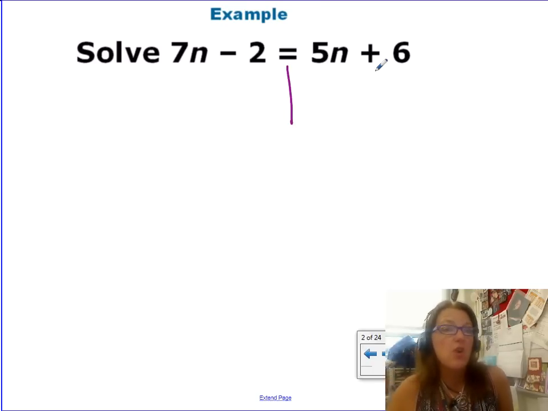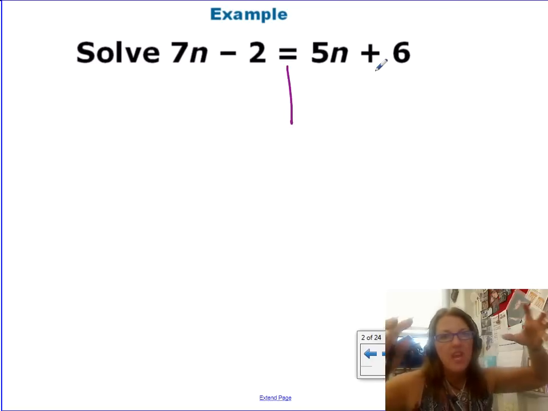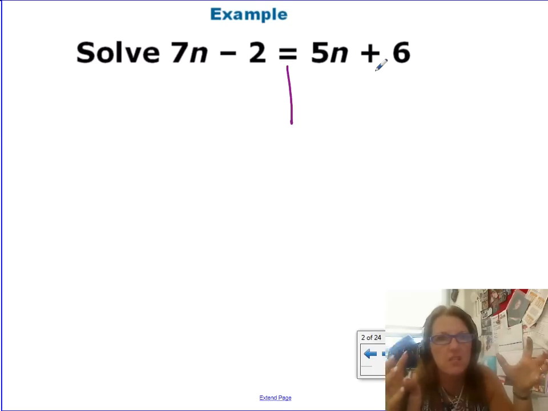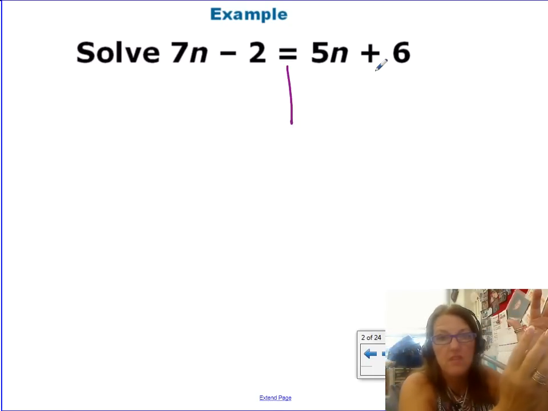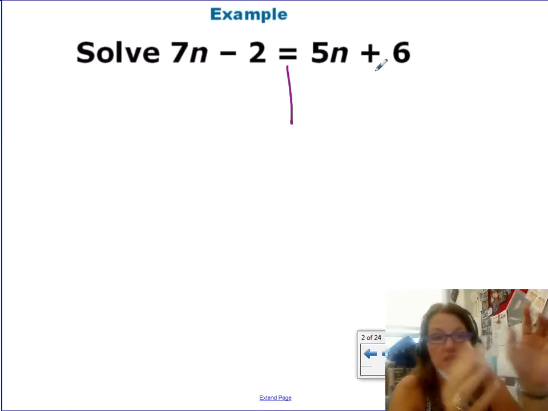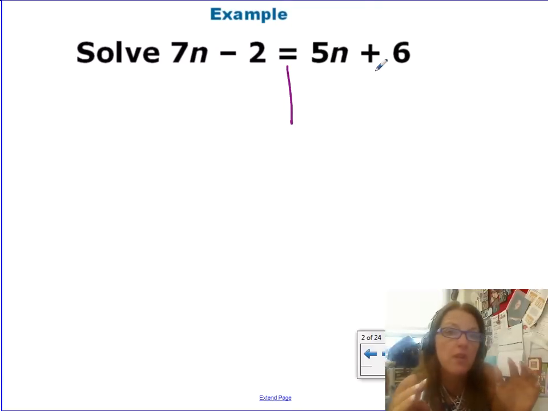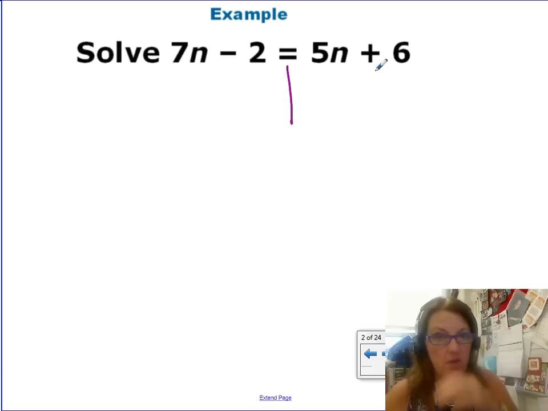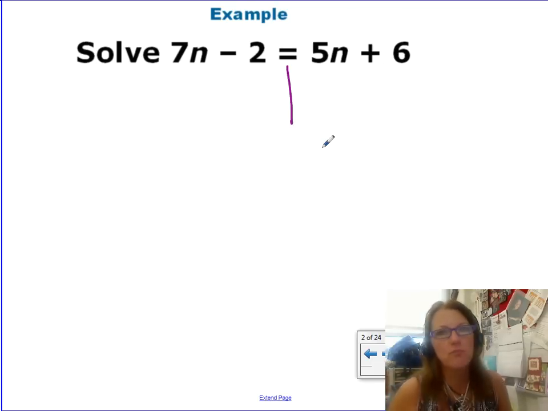So right now, you get to be kind of like a warrior, okay? You're going to become an algebra warrior, and you get to decide which one of these things you are going to annihilate. You can either choose the 7n or you can choose the 5n. Doesn't matter. You just pick one, and we're going to blast it to smithereens. Okay? Sound fun? This is like algebraic ninjas.